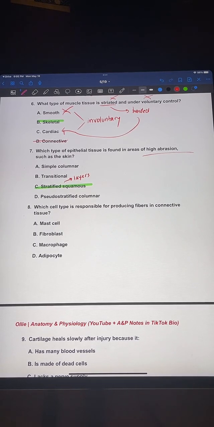But for A, simple columnar, that's more for absorption, as you would see in your intestines when you're absorbing nutrients. Transitional would be your bladder, in which your bladder stretches, for urine. Otherwise, you wouldn't be able to hold your urine in as much. Pseudostratified would be like your respiratory tract. It's more for secretion. It's seen with cilia.